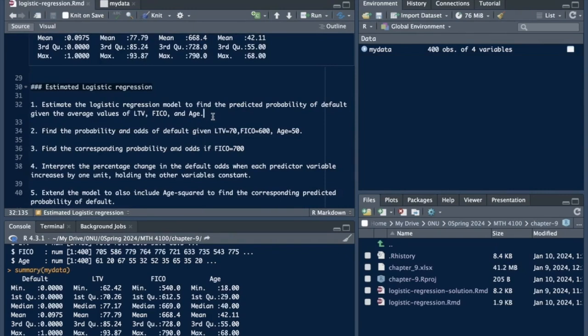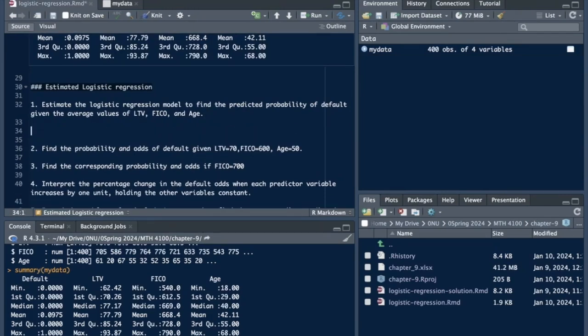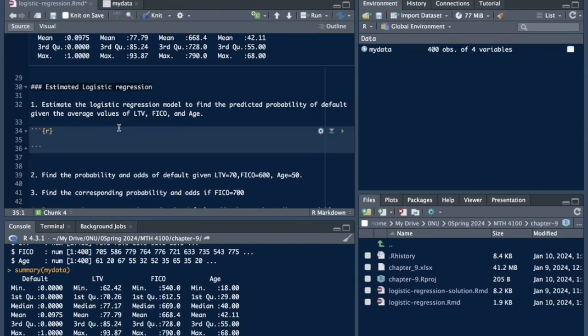Let's now estimate the logistic regression. Estimate the logistic regression model to find the predicted probability of default given the average values of LTV, FICO, and age. So we have two things to do. Number one, you have to estimate the logistic regression model. So let's call it logistic model.